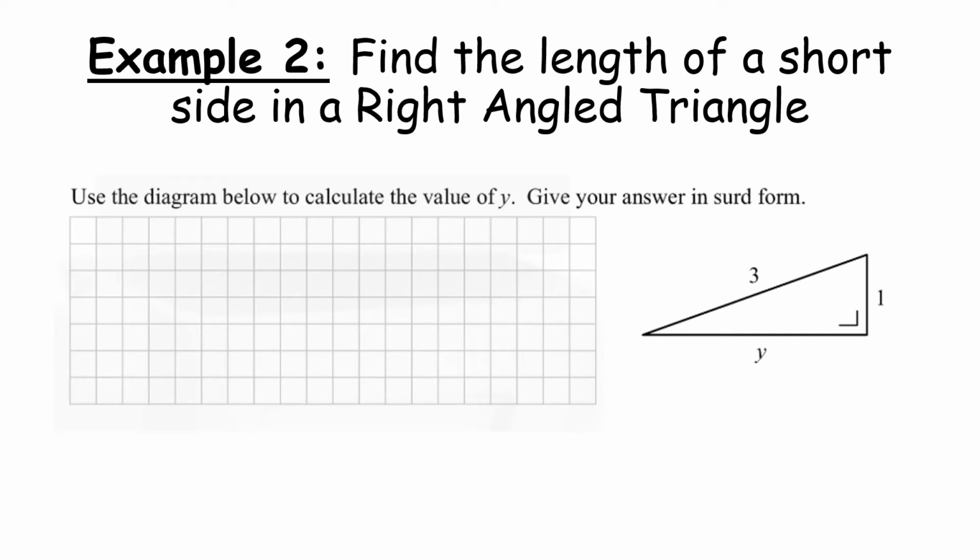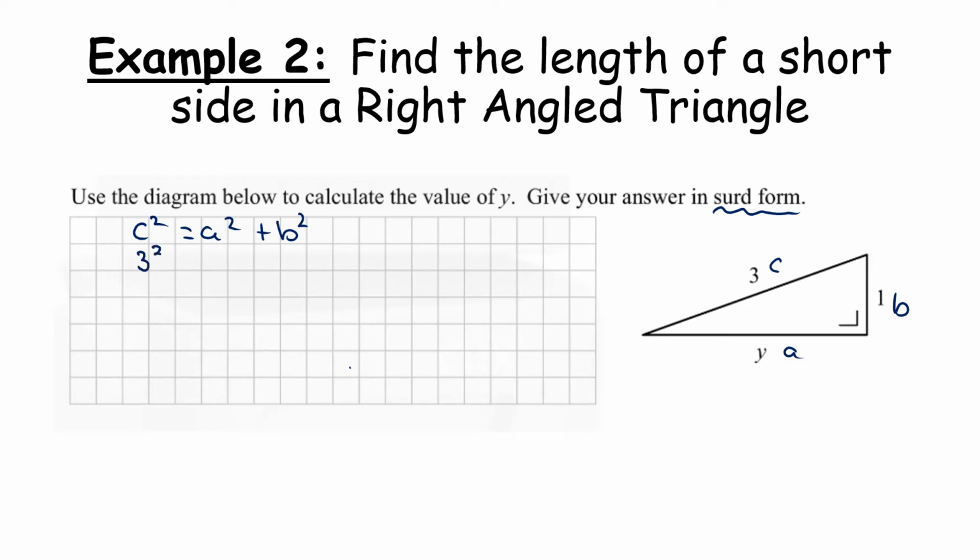The second example: find the length of the short side in a right angle triangle. Here we're looking for the value of y. Again, give your answer in surd form. So again, the first thing I do is label C, A, B. I write down my formula: c squared is equal to a squared plus b squared.